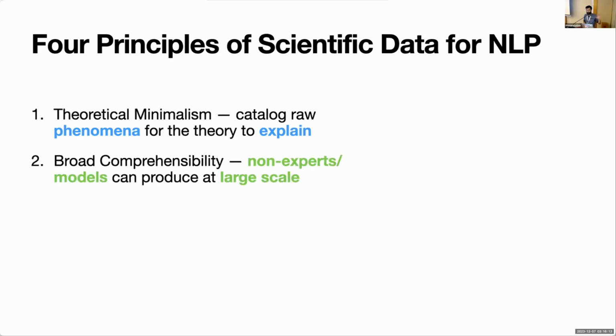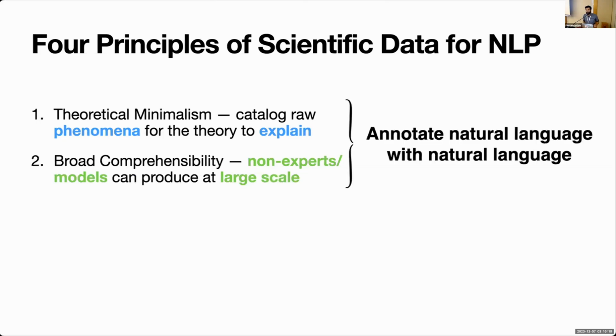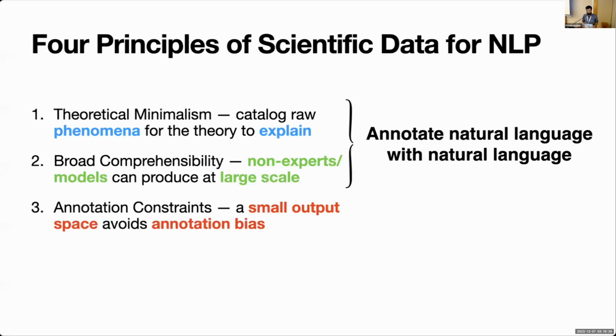And broad comprehensibility, in that you need to be able to source data at large scale, whether from crowdsourcing or from models. The general approach that I take there, although it's probably not the only approach you could take, is by annotating natural language with natural language. So representing linguistic structure, usually with question-answer pairs, is what I've done in a lot of my work.